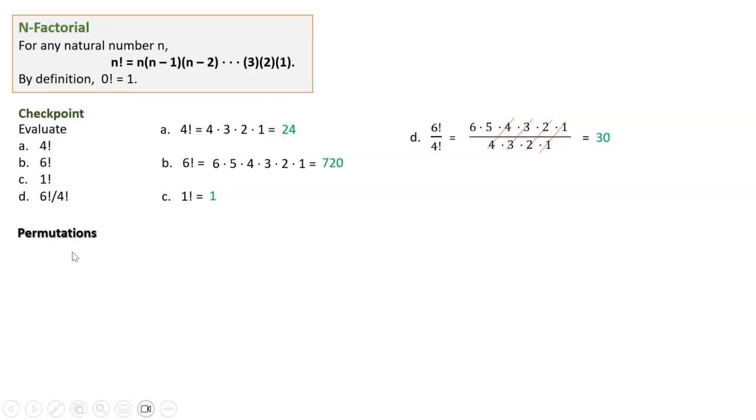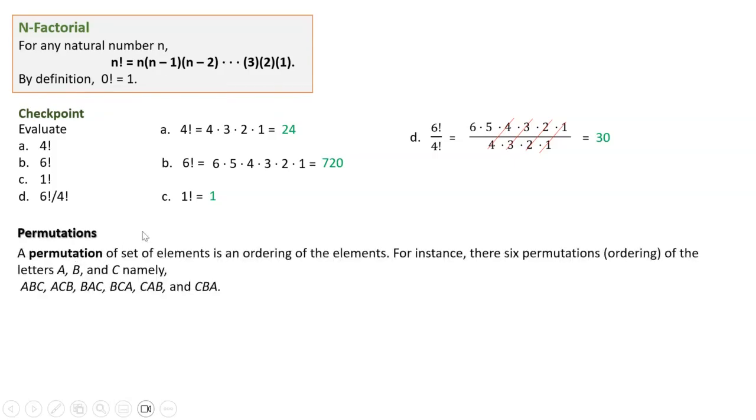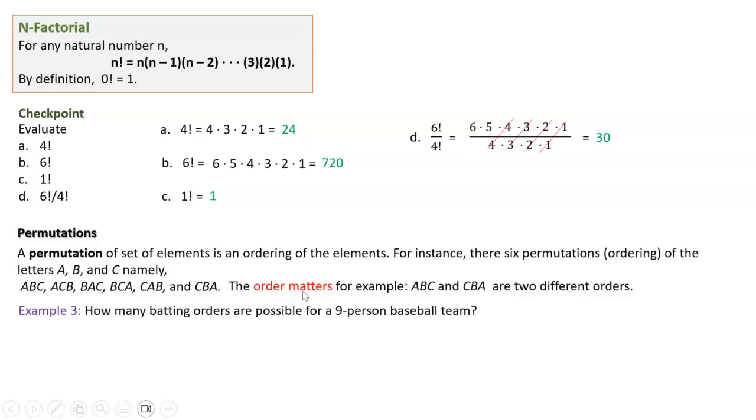Now this is called permutations. A permutation of a set of elements is an ordering of the elements. For instance, there are 6 permutations, or orderings, of the letters A, B, and C. You have ABC, ACB, BAC, BCA, CAB, and CBA. So there are different orders that you can put the 3 letters A, B, and C. Here, guys, the order matters. For example, ABC and CBA are 2 different orders, even though they have all the same 3 letters, but they're in different order. So for permutation, the order matters.